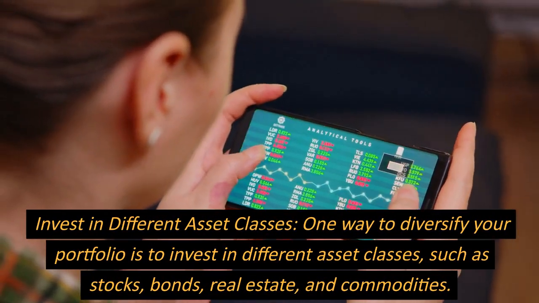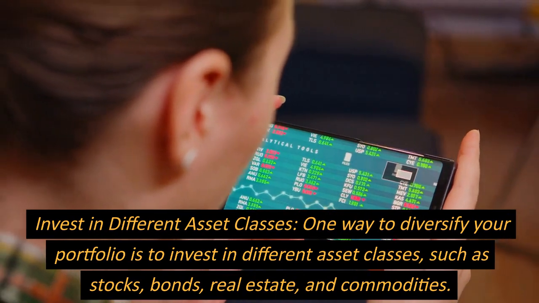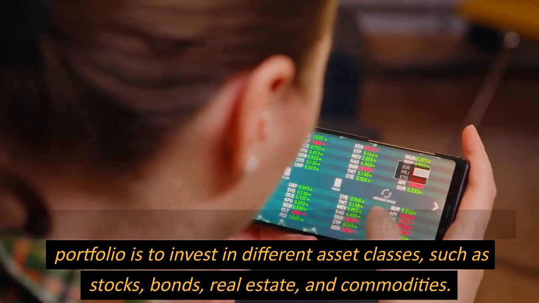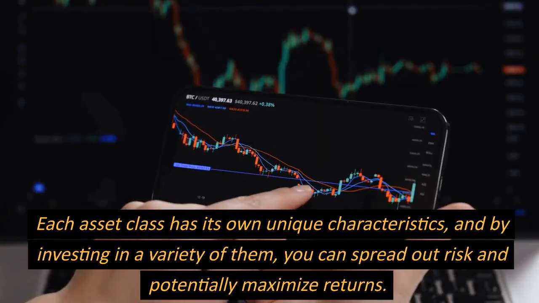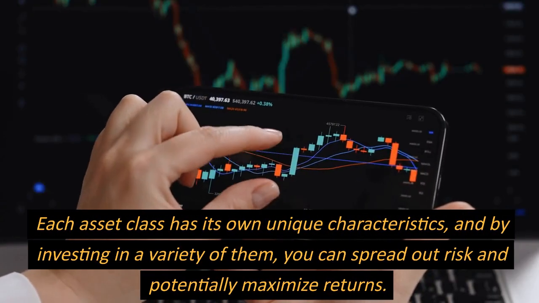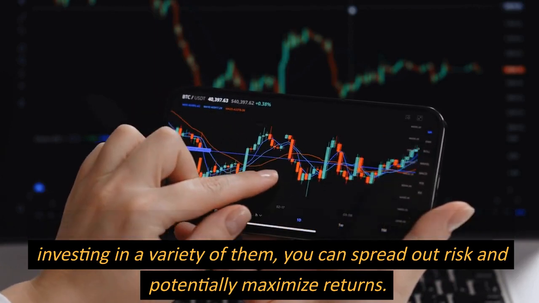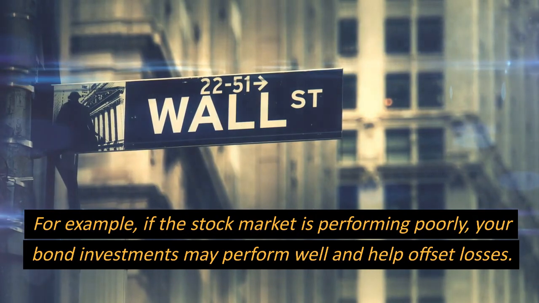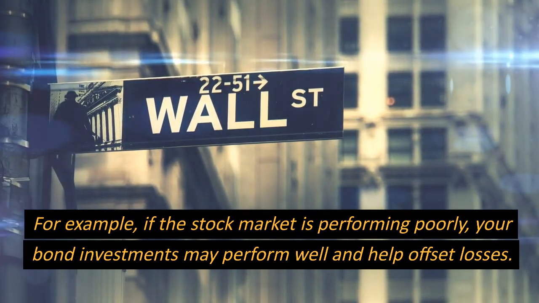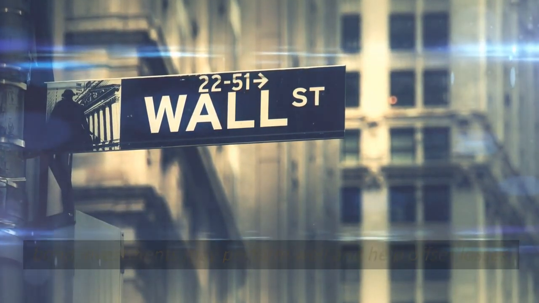One way to diversify your portfolio is to invest in different asset classes, such as stocks, bonds, real estate, and commodities. Each asset class has its own unique characteristics, and by investing in a variety of them, you can spread out risk and potentially maximize returns. For example, if the stock market is performing poorly, your bond investments may perform well and help offset losses.